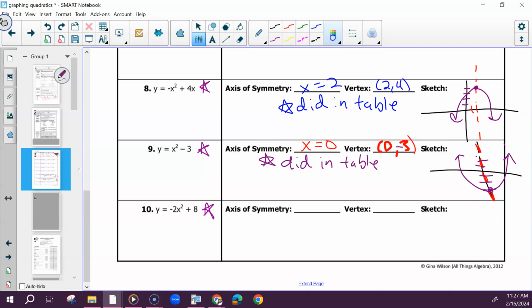Still facing up. So you have to put that you did it in the table, otherwise you don't have work. Questions on that?